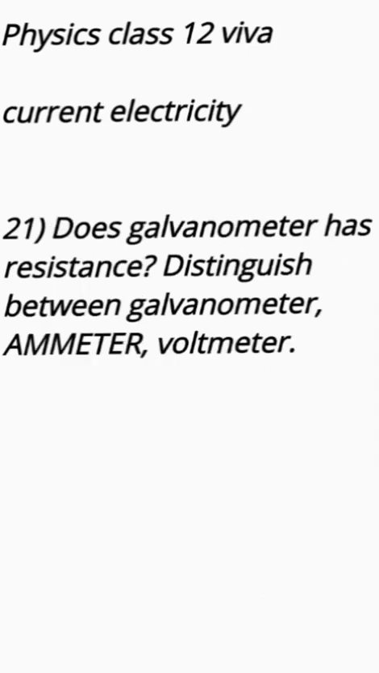Does a galvanometer have resistance? Yes, of course it has resistance. Although it has a copper coil, it has a finite resistance. Small, but yeah, it has resistance. Distinguish between galvanometer, ammeter, and voltmeter. So a galvanometer detects the presence of current. An ammeter measures current, and a voltmeter measures potential difference. So basically, an ammeter is a galvanometer of negligible resistance, and a voltmeter is a galvanometer of extremely high resistance.